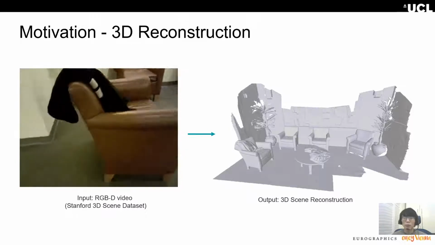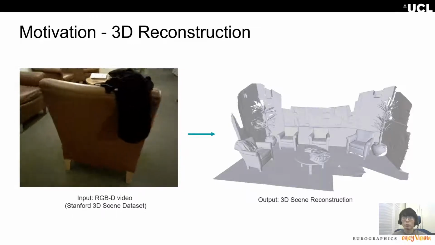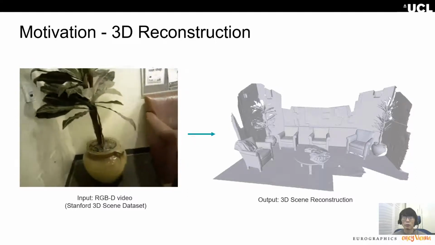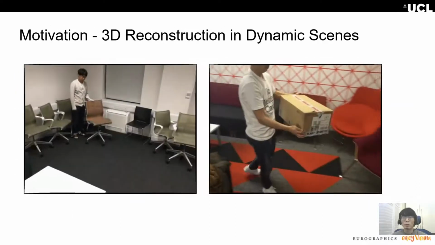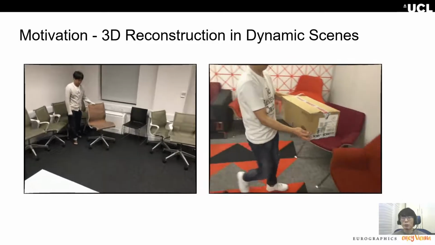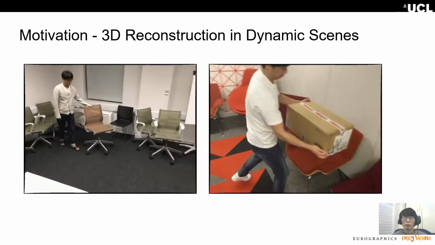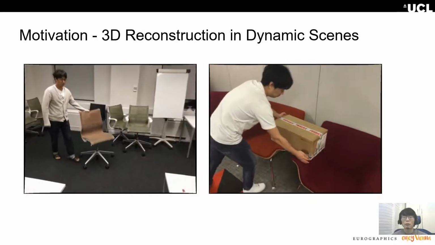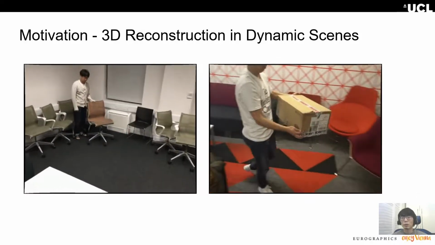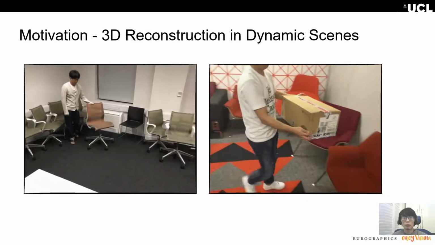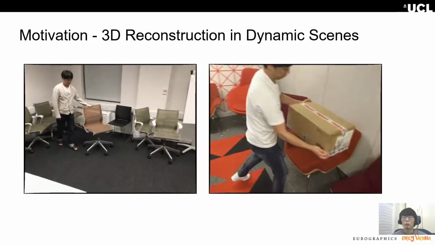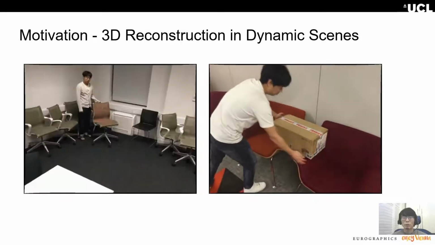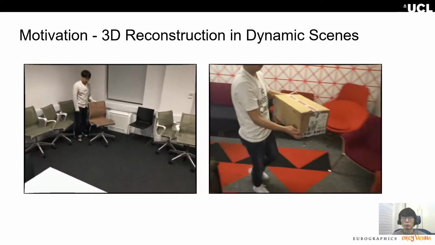However, if you look into the video carefully, you will find this is different from our daily environment. Our daily environment contains many dynamic events, like those two examples. A person is moving an object from a corner of the room to another place. This is the target environment we want to reconstruct. The input will contain large object motion and camera motion.